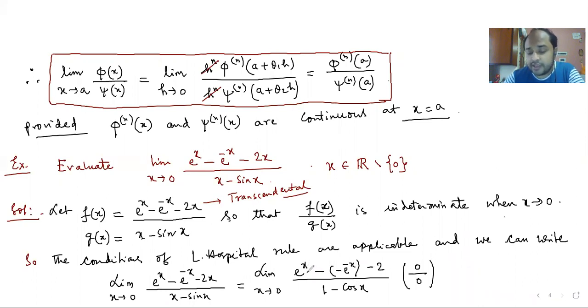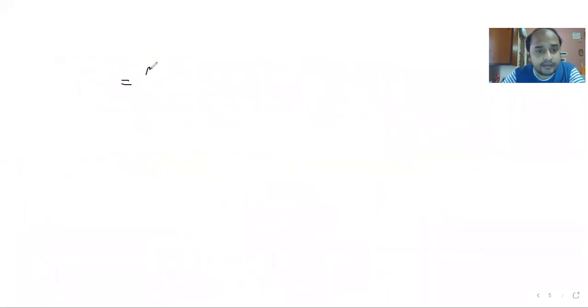You will get 1 over here, and plus 1 over there. So 1 plus 1, that is 2, 2 minus 2, that is 0. So again we can apply the derivative because it is differentiable, further differentiable. So we can write it as e to the power x, e to the power minus x minus 2 and 1 minus cos x. So in the next phase, we can further take the derivative.